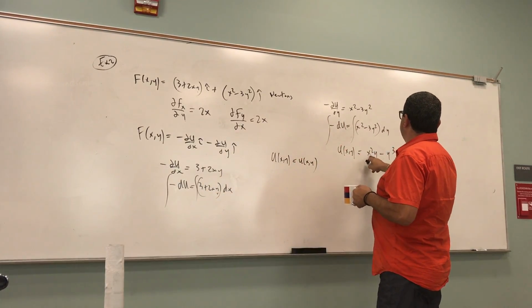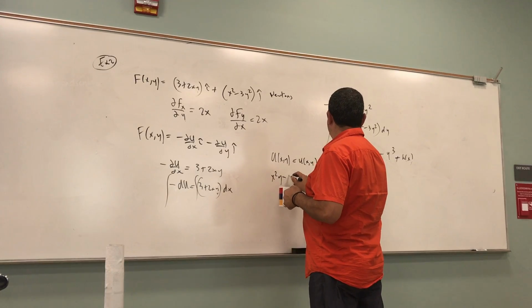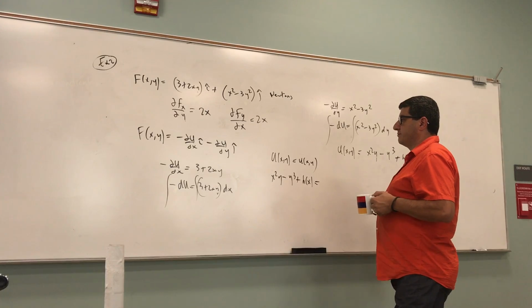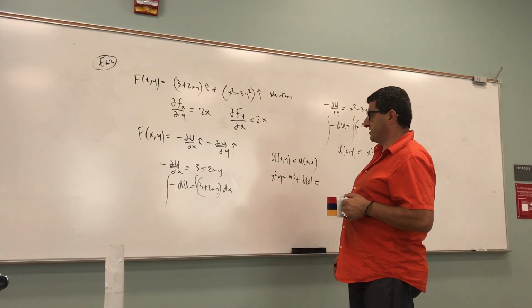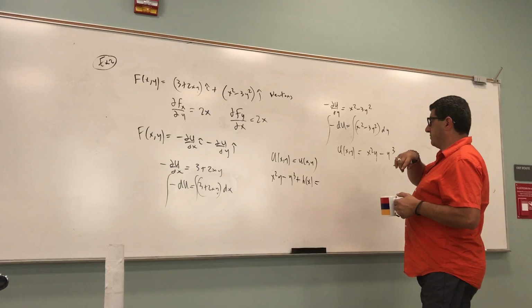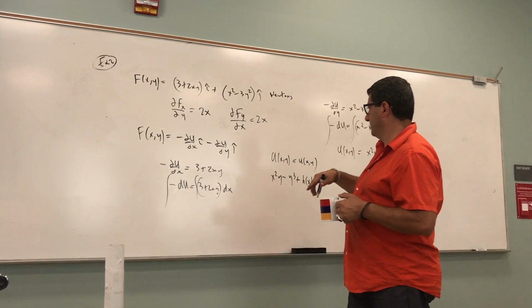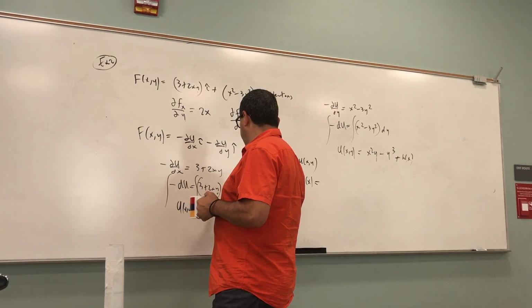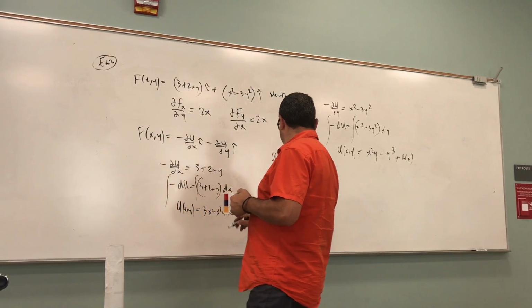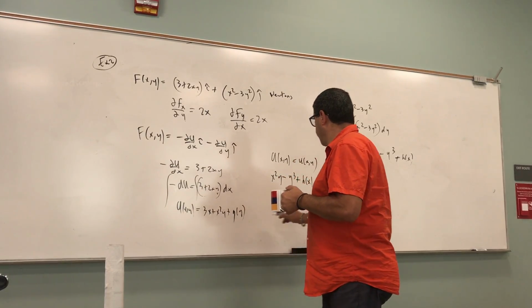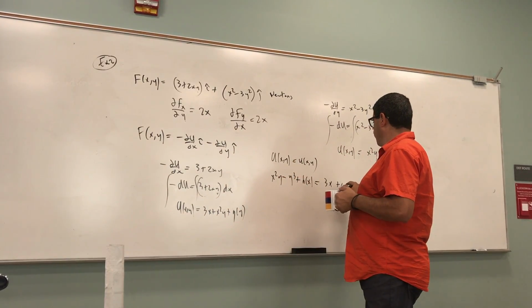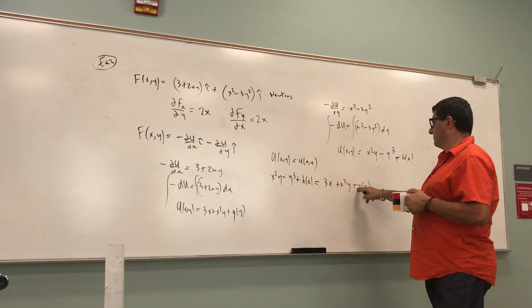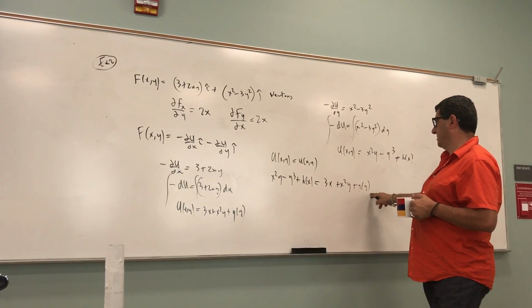So then I have here x squared y minus y cubed plus h of x is equal to what? Potential energy U of x y, which is 3x plus x squared y plus h of y, or g of y. So what function h of x is there that I can put there, and what function g of y is there? Let's see here.